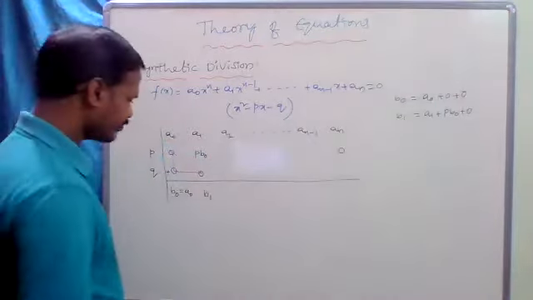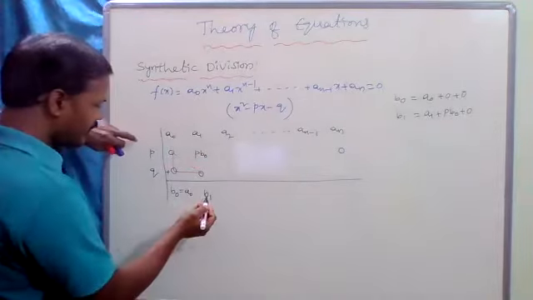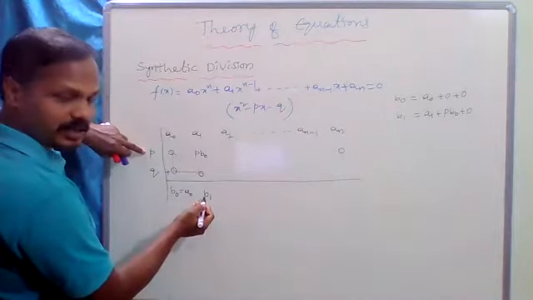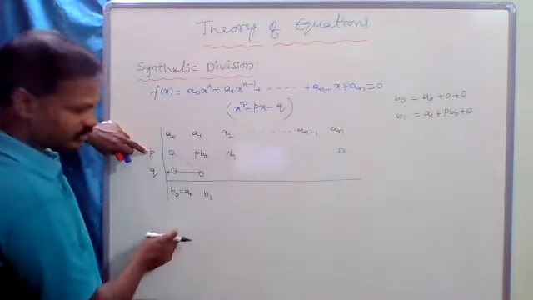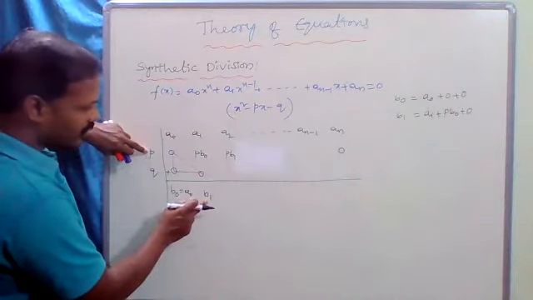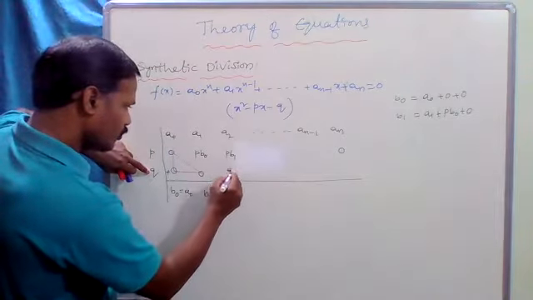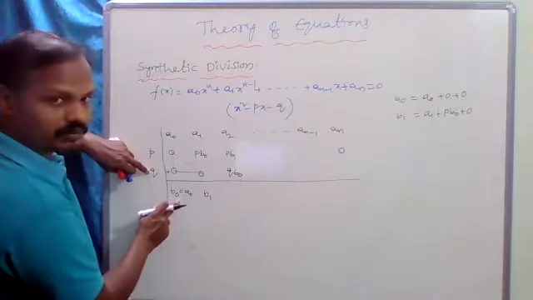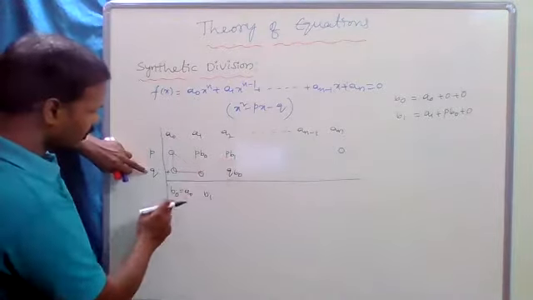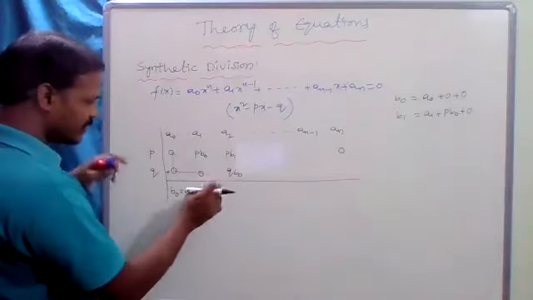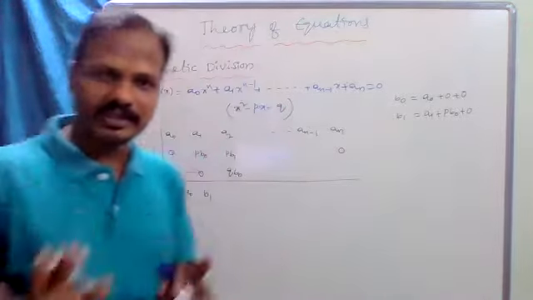Now observe carefully, this is the main point. Multiply p and b1, which is p b1. Here multiplying q with b0 gives q b0. Here p b1, here q b0. See, this second row is just like synthetic division 1.